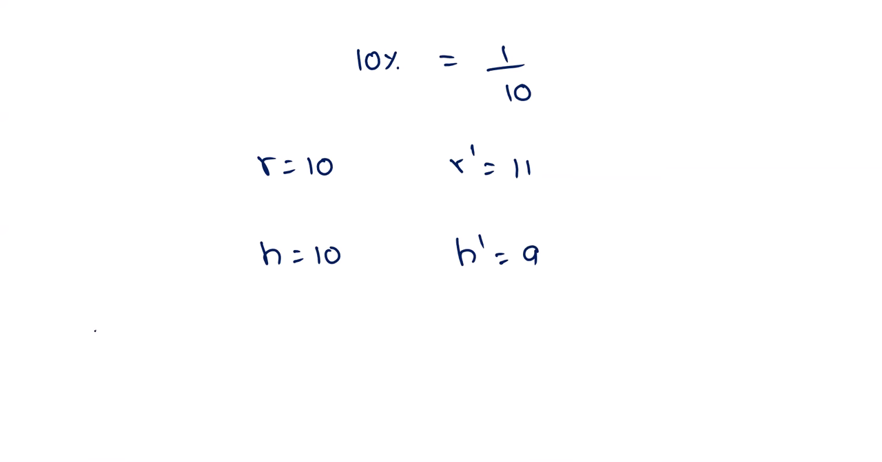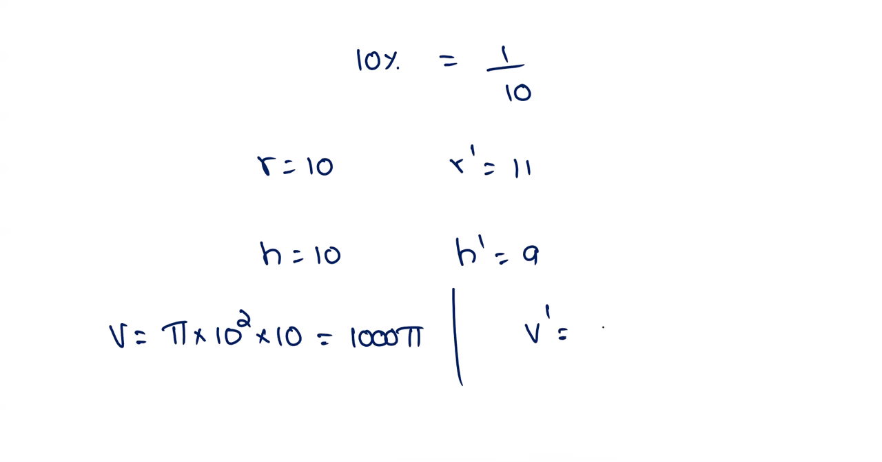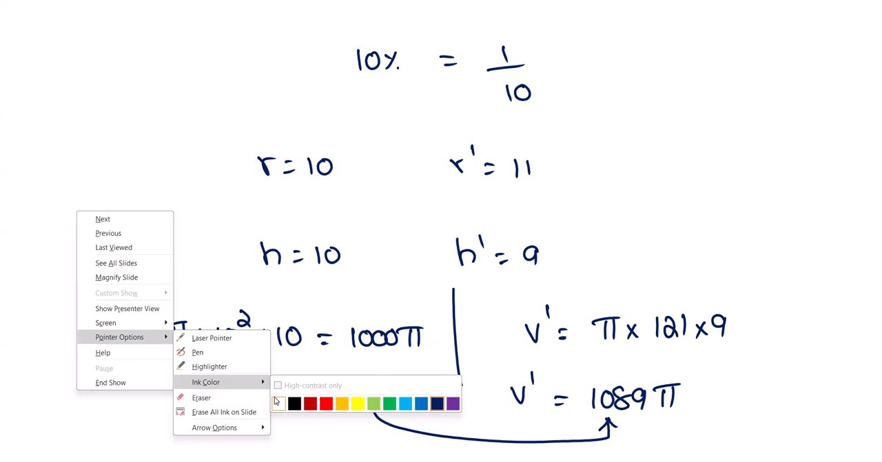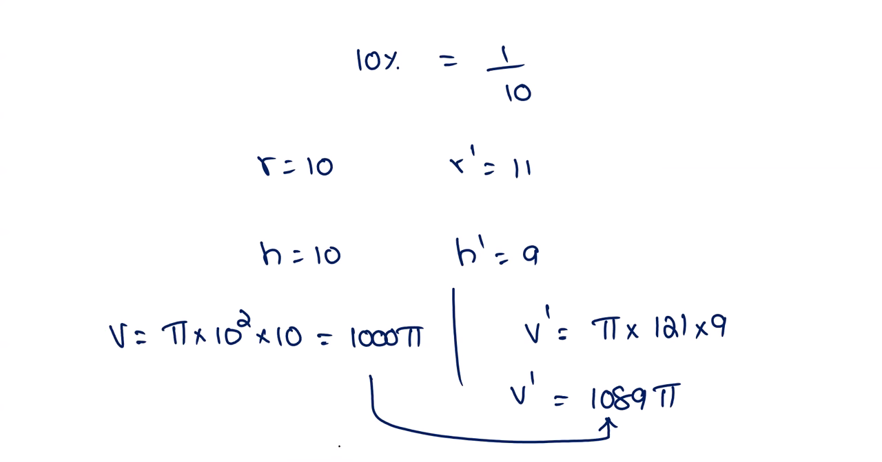Then what is volume? Here it is pi r square h. Pi into 10 square into 10, which is 1000 pi initially. Now after the change, new volume is pi into 11 square, 121. Height is 9. If you just multiply, this is 1089 pi. Now 1000 becomes 1089. Pi is constant. If you just observe, this is an 8.9% increase. This is the other approach.